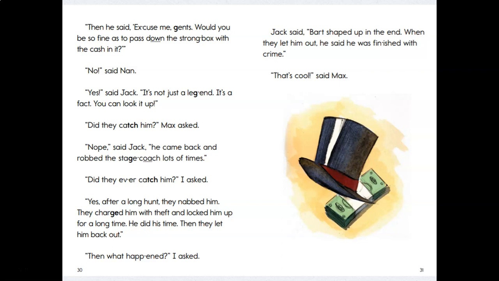They charged him with theft and locked him up for a long time. He did his time, then they let him back out." "Then what happened?" I asked. Jack said, "Bart shaped up in the end. When they let him out, he said he was finished with crime." "That's cool," said Max.